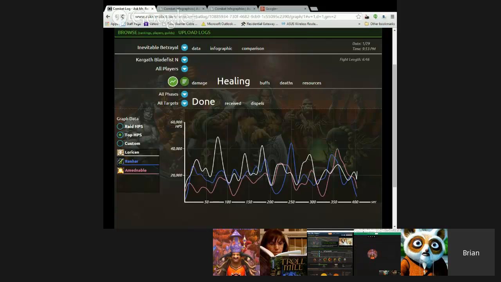And DPS is much the same way as healing. You want a high, consistent baseline DPS, and you expect to have peaks with different players because they're going to be popping cooldowns at different times. Some people might have a 3-minute cooldown, whereas other classes might have a 2-minute cooldown.